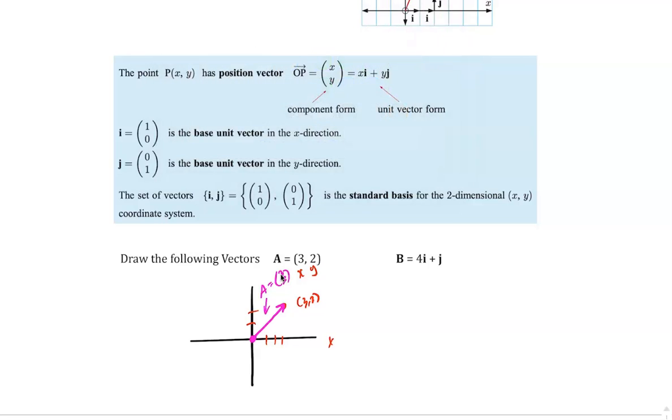And if I want to draw 4i plus j, a lot of times I rewrite it. I just like it better when it's in the other form. That's 4 and 1, right? The coefficient of j is 1. Works either way though. Here's x, here's y. We'll go to 4 on our x and 1 on my y. And then the vector from the origin to there is vector b. That's the idea.